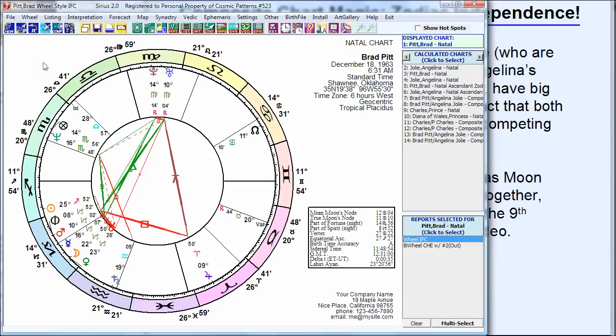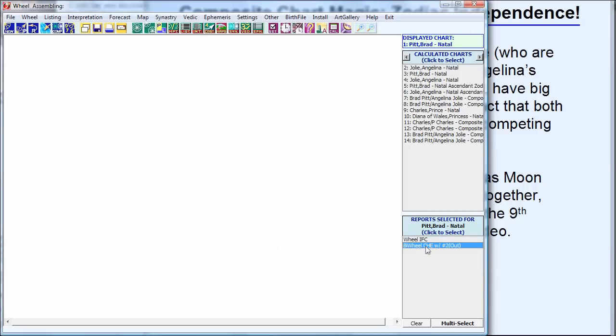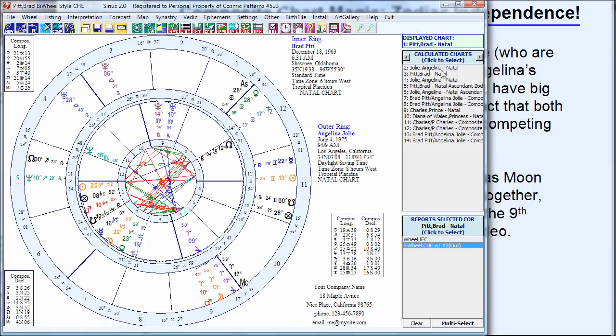Okay, we'll look at the charts of Brad Pitt and Angelina Jolie. So here's Brad Pitt's chart, and here's a bi-wheel. I'm in the Series 2.0 software. I've already selected a lot of charts so that I can go through this quickly, and then I can just click on them to bring them up.